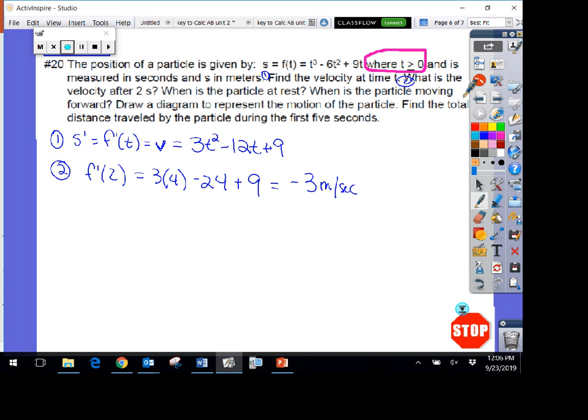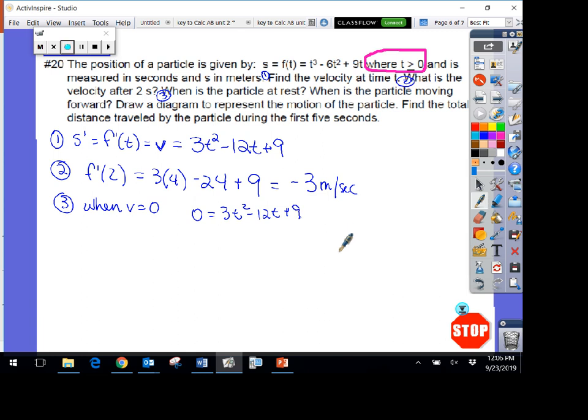When is the particle at rest? Okay, so that means when is the velocity 0? So we want to know, when does v equal 0? That means the particle is at rest. It's not moving forward or backward at all. It's stopped. So we take the velocity and we set it equal to 0. 0 equals 3t squared minus 12t plus 9.